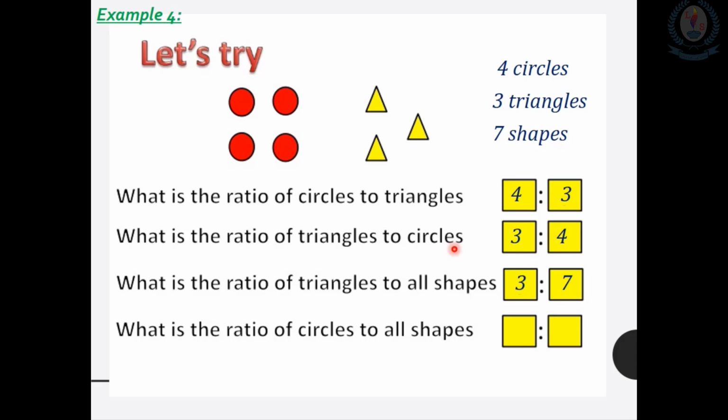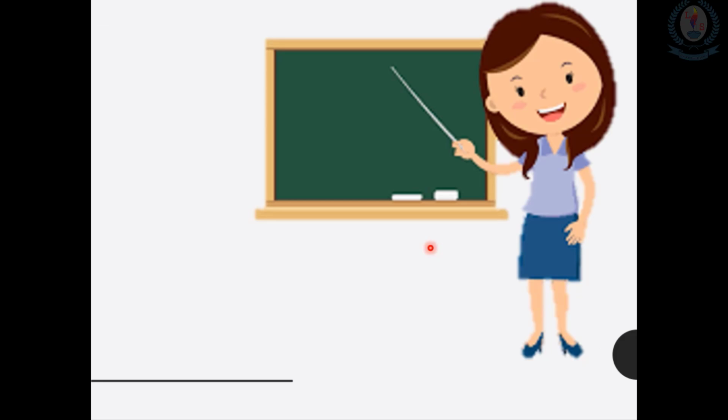Now let's go to the last question. What is the ratio of the circles to all the shapes? There are 4 circles and 7 shapes. So the ratio is 4 to 7. Now you can do the exercises given from page 140 to 144 in the textbook.